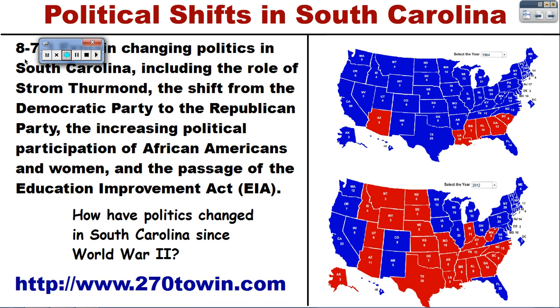Welcome, ladies and gentlemen, to the last lesson in Unit 12, the political shifts in South Carolina. The standard we're going to end up covering is 8.7.3. Explain changing politics in South Carolina, including the role of Thurmond, the shift from the Democratic Party to the Republican Party, the increasing political participation of African Americans and women, and the passage of the Educational Improvement Act, or the EIA. The essential question is, how have politics changed in South Carolina since World War II?